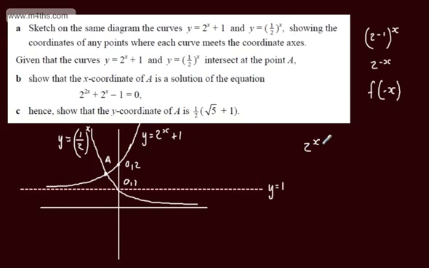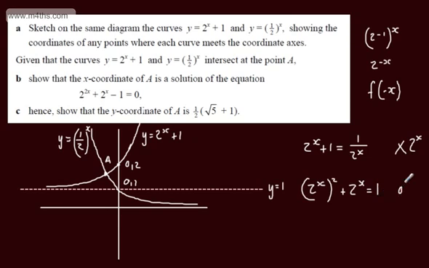So we can say that 2 to the x plus 1 will be equal to, and I'm going to write this as 1 over 2 to the x. I'm going to tell the examiner that I'm going to multiply both sides by 2 to the x. If I do that, I'm going to get 2 to the x, which we're going to square. So 2 to the x times 2 to the x is 2 to the x squared, plus 2 to the x is equal to 1.